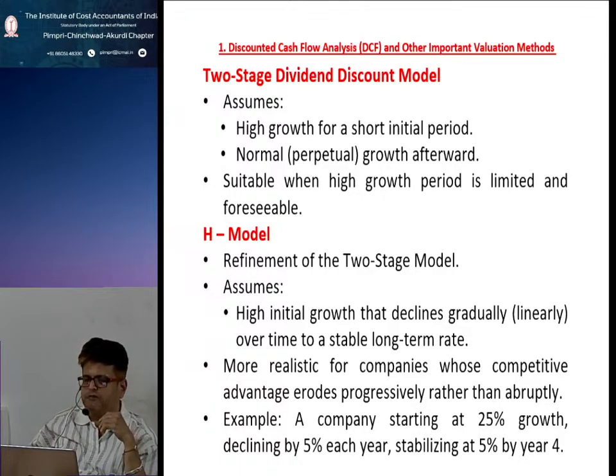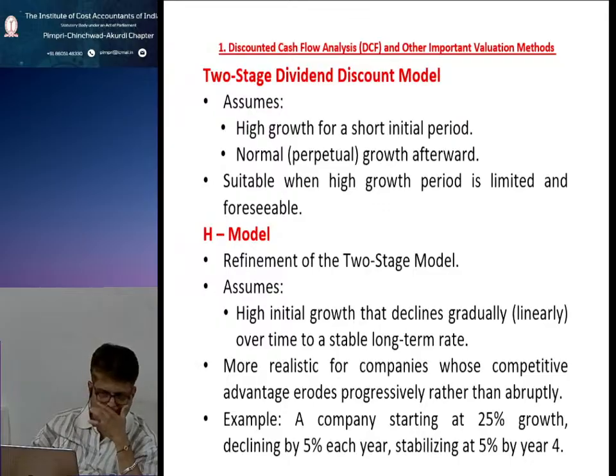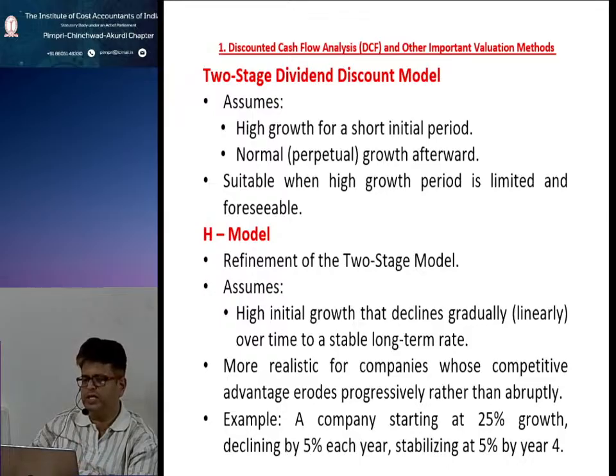So in the H model, a refinement of the two-stage model. The H model is nothing but a more refined version of the two-stage dividend discount model. It assumes high initial growth that declines gradually, linearly over time to a stable long-term rate. Of course, this model is more realistic for companies whose competitive advantage erodes progressively rather than abruptly. For example, a company starting at 25% growth, declining by 5% each year, and stabilizing at 5% by year 4. So in a way, that's what the H model is all about.